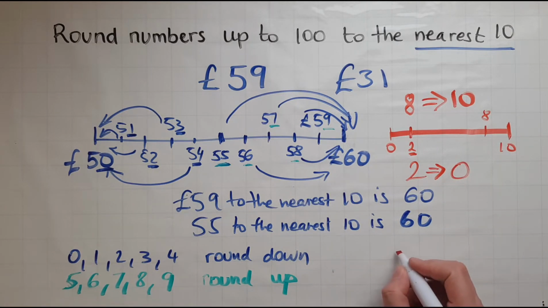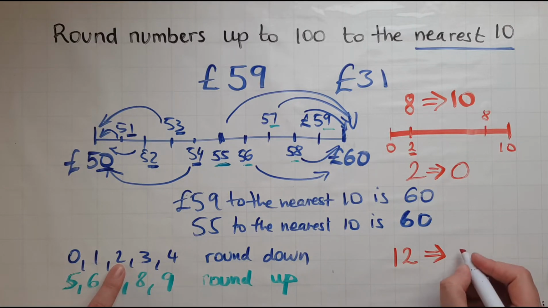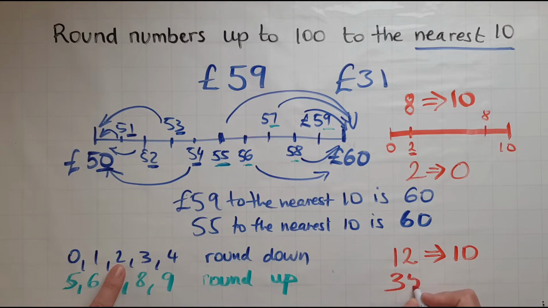What about 12? 12 stands between 10 and 20. So it's closer to 10. And also checking the rule, it's one of these, so we're rounding down. That means we're going to 10. Let's say 35. Round it to the nearest 10. That stands between 30 and 40. And as we said, since the last digit, or the unit, is 5 or above, that means we're rounding it to 40.